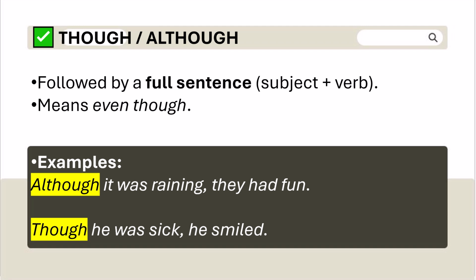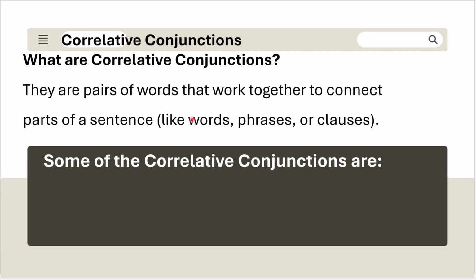I hope you understood until here. Let's move on to the next part of our grammar topic. The next section we have is correlative conjunctions. In the beginning, we have seen the subordinating conjunctions, but now we will look at correlative conjunctions. So, what are correlative conjunctions? They are pairs of words that work together to connect parts of a sentence, like words, phrases, or clauses.